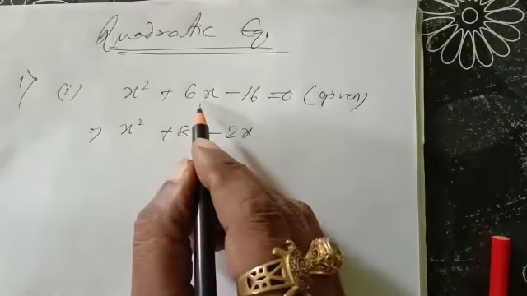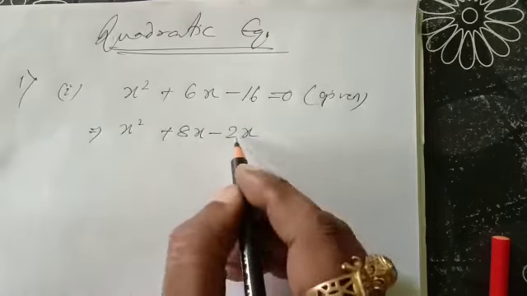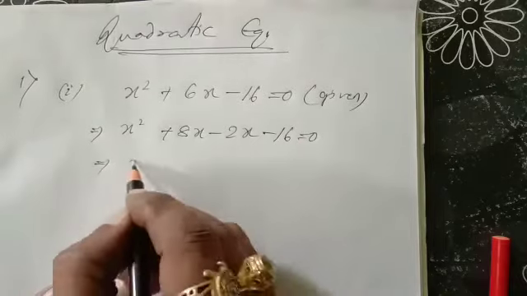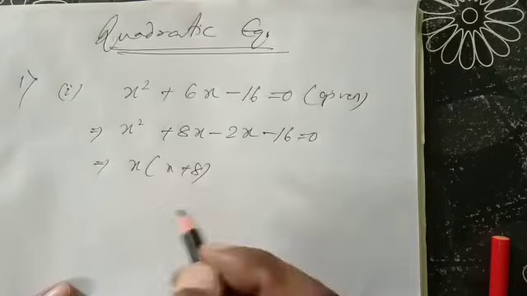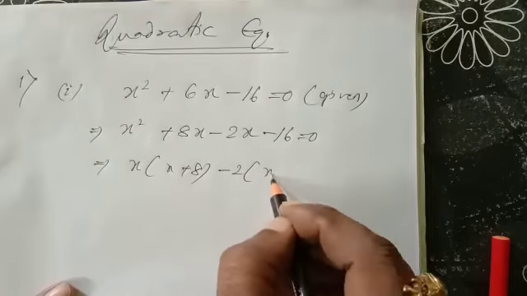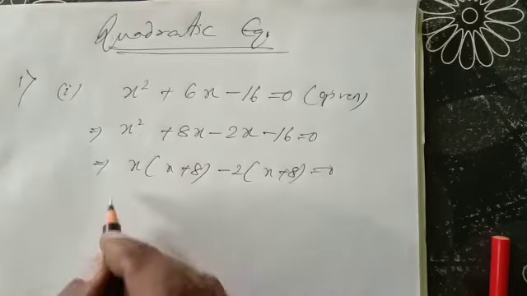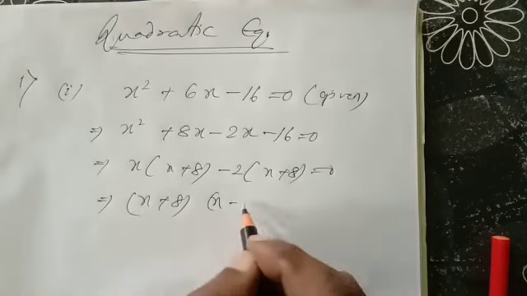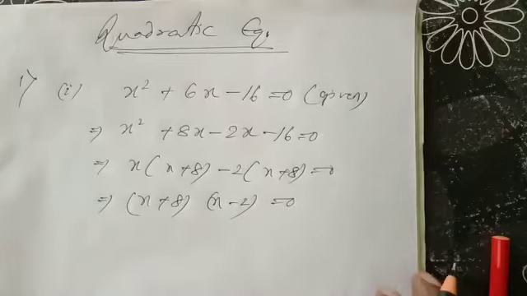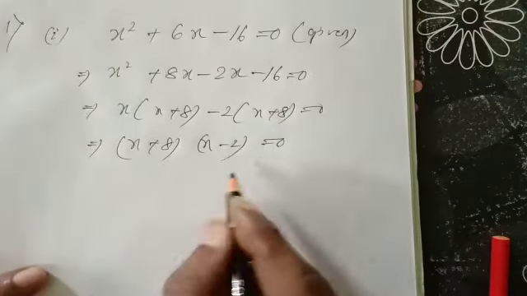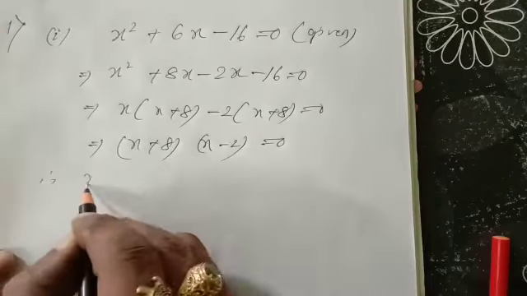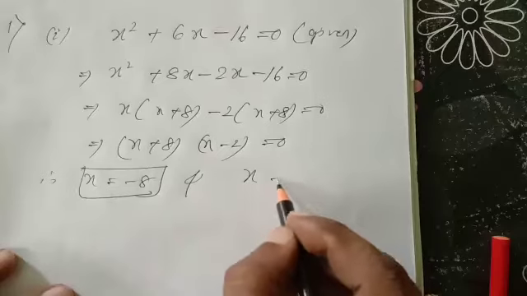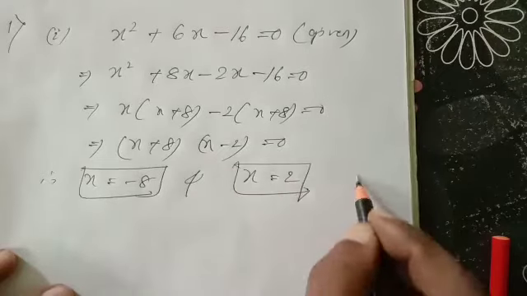If you break the middle term, you get x square plus 8x minus 2x minus 16 equal to 0. From the first part I take x common, x plus 8 left. From the last part, minus 2 taken common, x plus 8 left, equal to 0. After that, x plus 8 taken outside and x minus 2, so x plus 8 whole into x minus 2 equal to 0. From the first bracket you get x is equal to minus 8 and from the second bracket x is equal to 2. Number 1 first part completed.